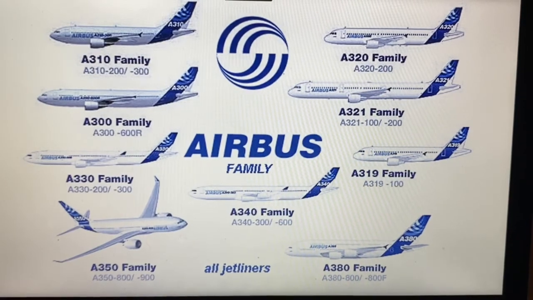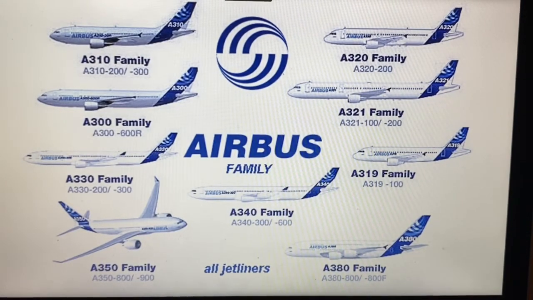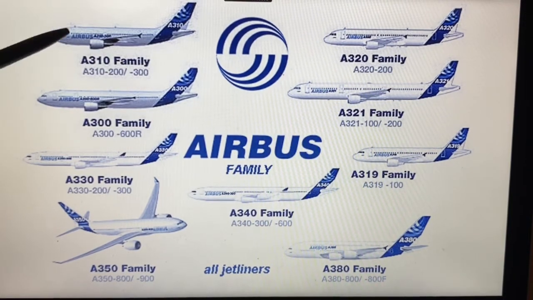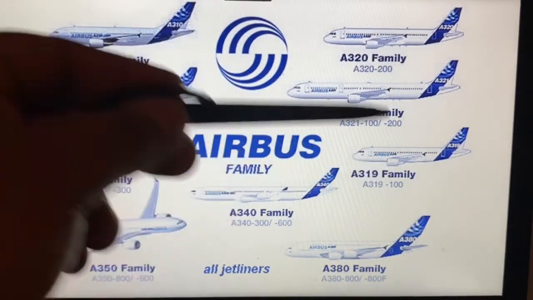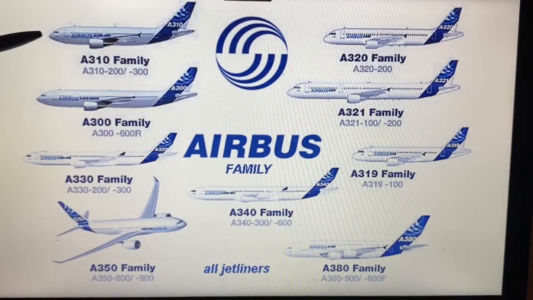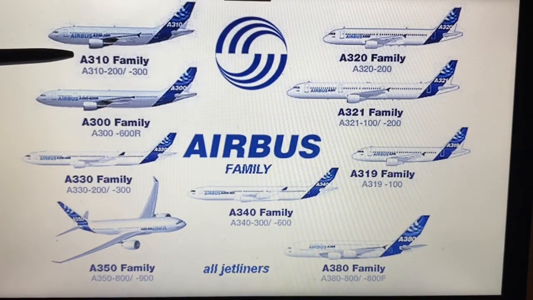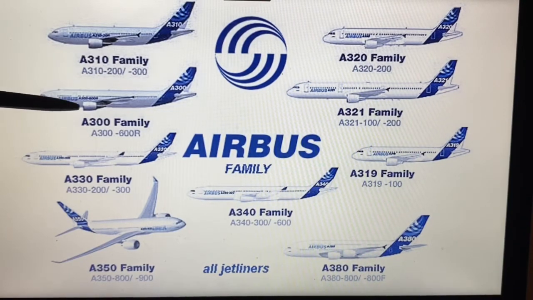What I might do, before I finish off, is talk about the Airbus family. We talked about the 310, the 320, the 321 and the 319. The 310 was another one that was part of the family. It's probably not sold as much anymore. And the Airbus 300 was a double-aisled aircraft, which probably did really well in the 80s and the 90s.